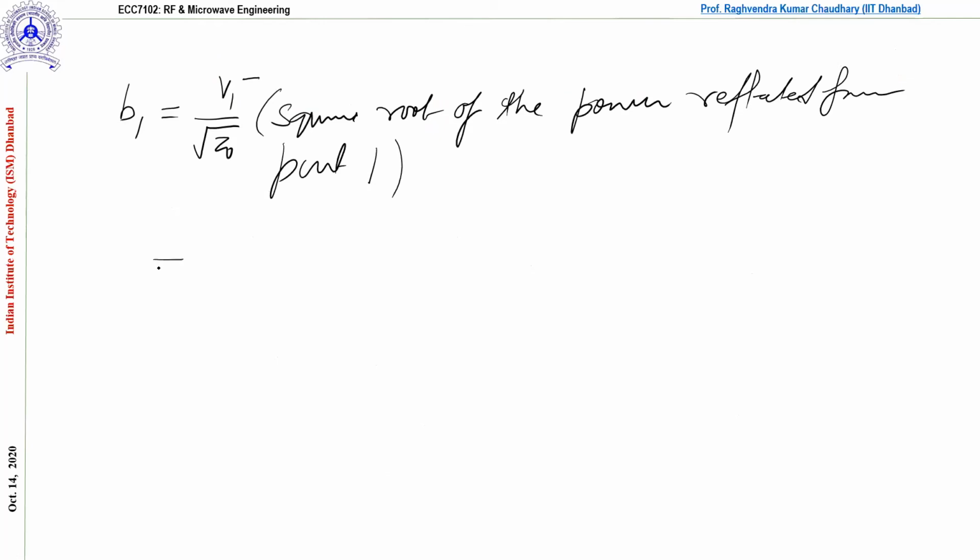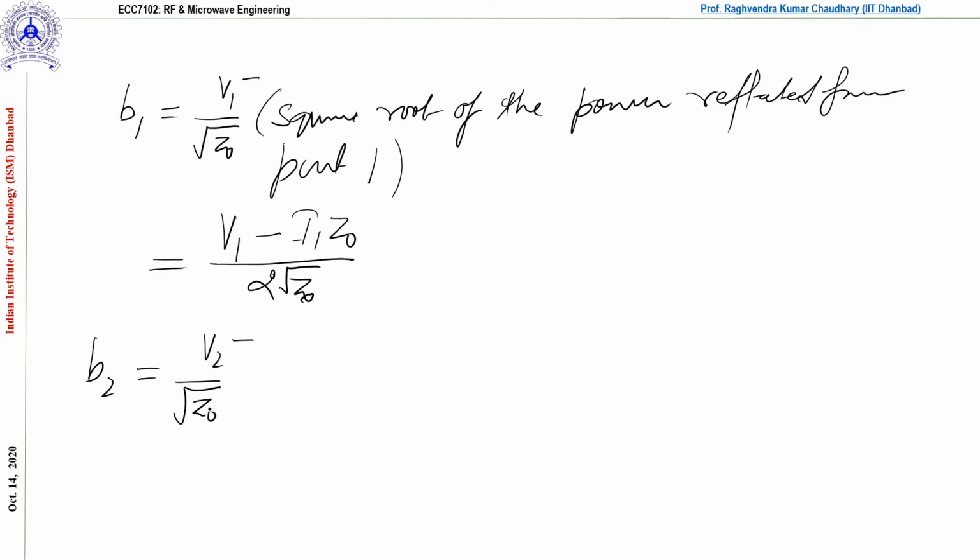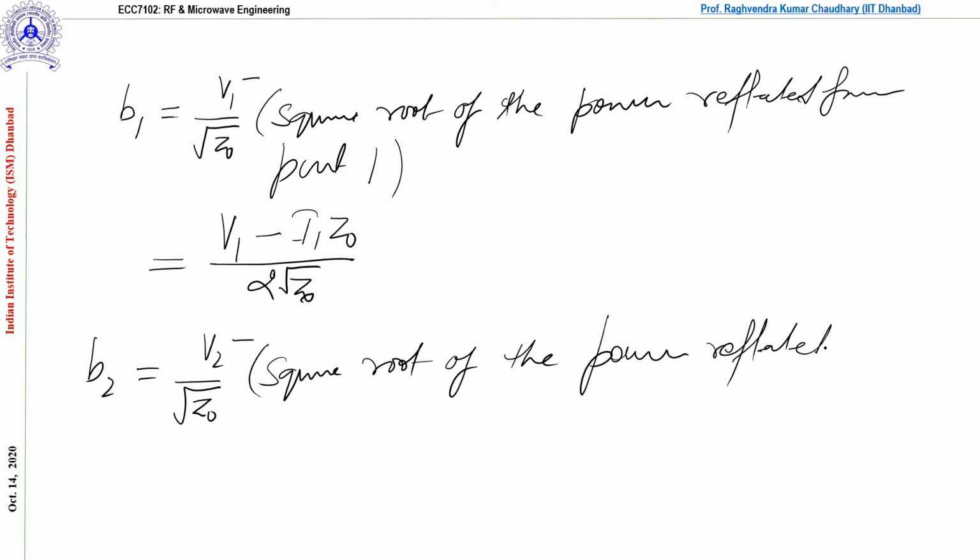Fine. So if you do it in a similar way, you can write V1 minus I1 Z0 over 2 under root Z0. And V2 is V2 minus over under root Z0. This is what? This is a square root of the power reflected from port 2.